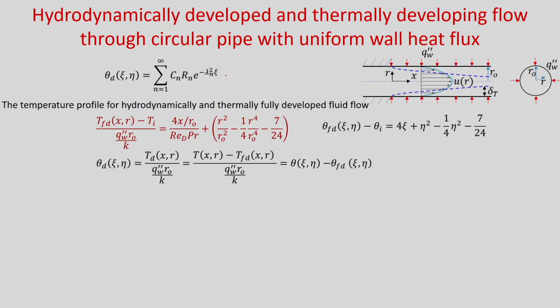So, assuming that the solution of this second order differential equation is R n, which are eigen functions, and lambda n square are eigen values, you can write the final solution theta d, which is a function of zeta and eta, as the summation from n equal to 1 to infinity of the constant C n, times R n, the eigen function of this second order differential equation, and this is the solution from the eta direction.